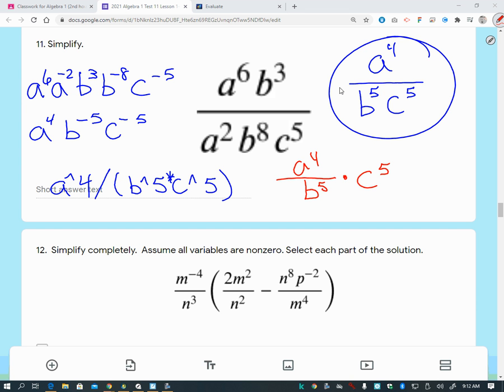If all of that's in the denominator, then I need parentheses around everything that's in the denominator, okay? Same thing for the numerator. The only reason that we don't have parentheses around the a to the 4th is because it's the only thing in the numerator, okay? So be careful with that.